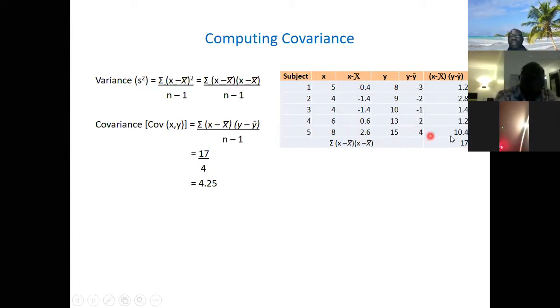That was what we did. Because look at the x minus x bar, the multiplication of the two, the summation of it. You will have multiplied both of the x minus x bar into y minus y bar. The summation makes it 17. Divided by 4, because the sample size is 5, so n minus 1 is 4. So this will be the covariance.